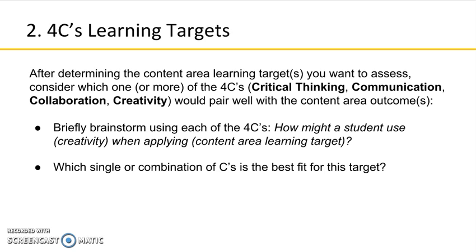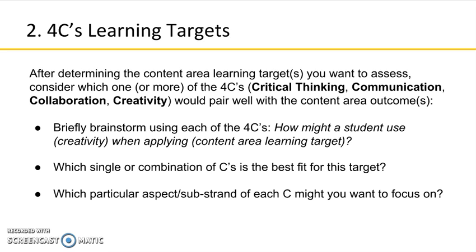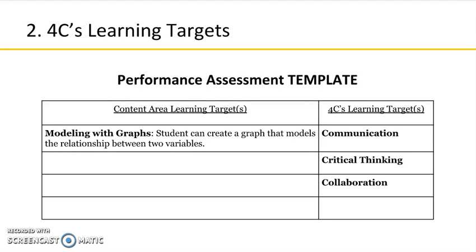What's the single C or combination of C's that is the best fit for this particular content target at this particular time in a unit? And to the extent that I also want to focus on even smaller aspects of that C, there might be certain things around collaboration or communication that I want to zero in on as opposed to the big overarching goal. From there, I would go back to my template and add each of those C's as additional learning targets on the 4 C side of that spectrum. In my example, I added communication, critical thinking, and collaboration. In yours, you may only want to add one of those C's to your performance task, which would be fine.